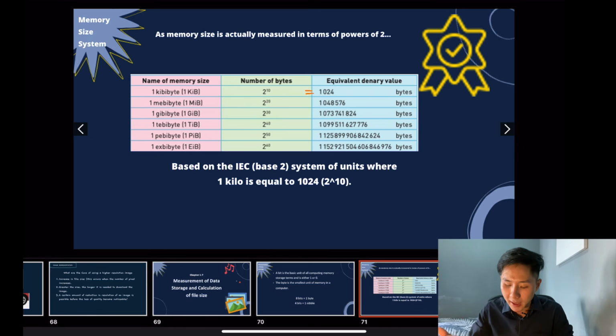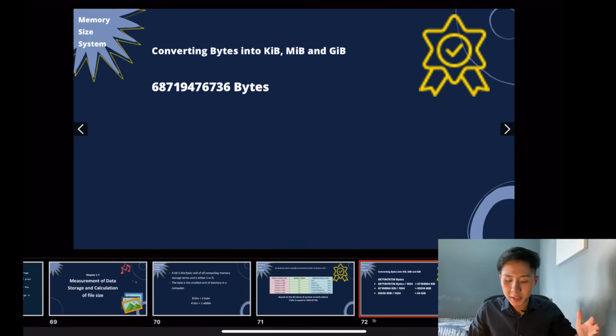So by using this, we can name the bytes better. Instead of saying I have 1,048,500 bytes, I can just say the size of it is 1 megabyte. It's easier to visualize and also easier to pronounce. All right, so let us try to convert these bytes into kibibyte, mebibyte, and gigabyte.